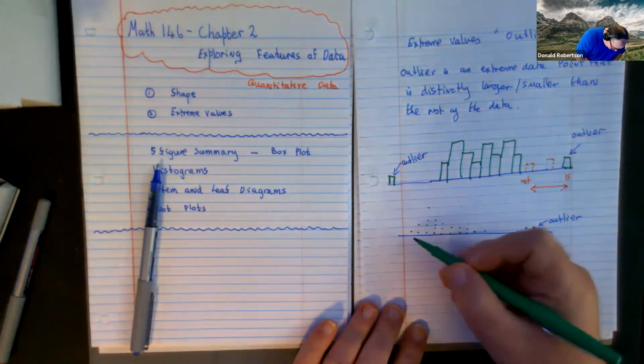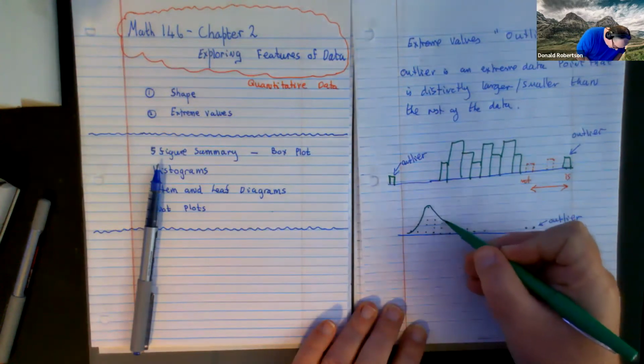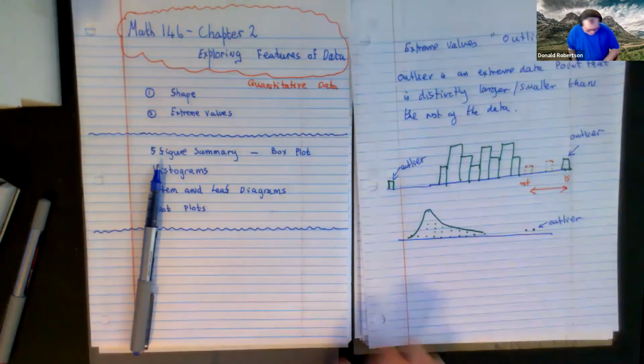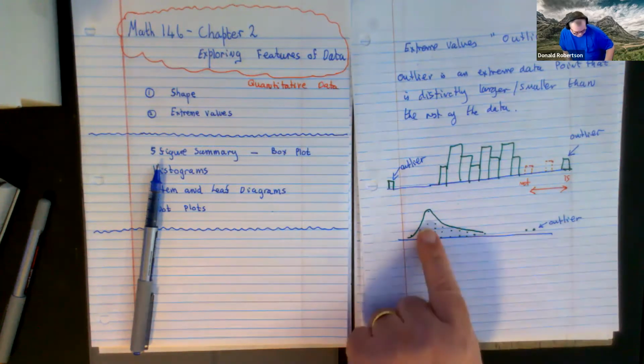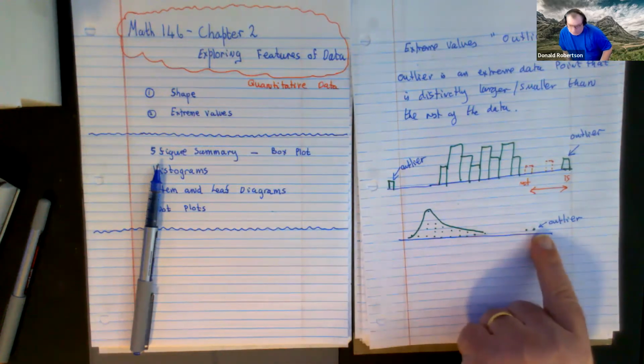When you describe the shape of something, you will use both these terms. I'm going to put in, because I'm a visual kind of person, I like to draw hills around things. Would you agree that this shape is skewed to the right and has two outliers? Okay. Skewed to the right, you see the tail? With two outliers.